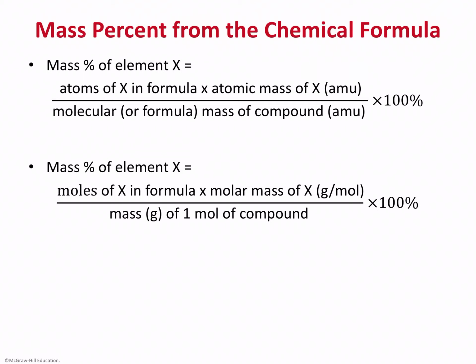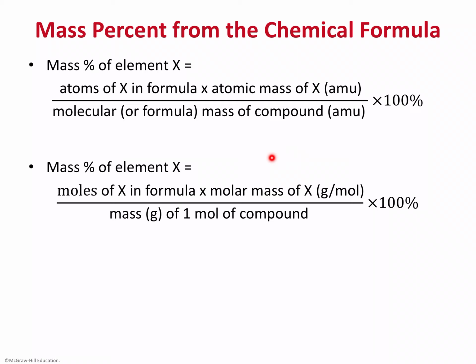In this section we're going to learn how to find out the mass percent from the chemical formula. The mass percent of element X you can find by using this formula: atoms of X in the formula times the atomic mass of X, the number of atoms times the atomic mass, and you divide it by the mass of the whole compound times 100. That will give you the mass percent of the element X.